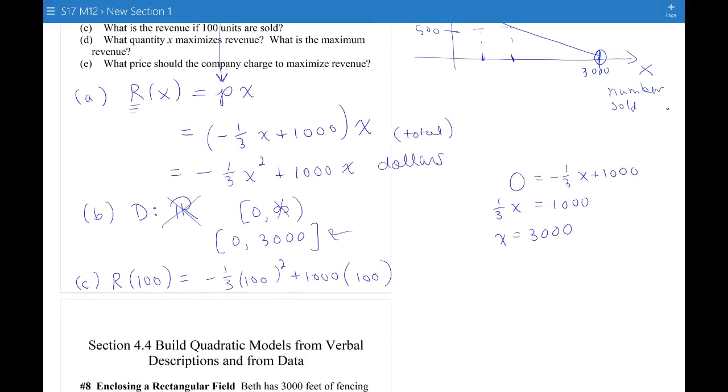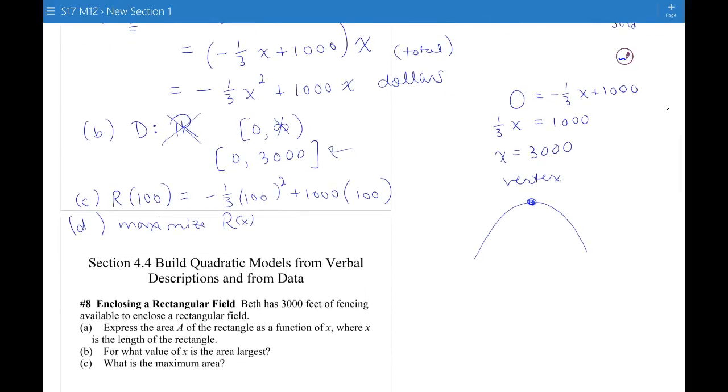So then they want to know what quantity maximizes revenue. So I want to maximize R of X. Well, it's a downward opening parabola, right? So the max is going to happen at the vertex. So we can figure out where the vertex is.